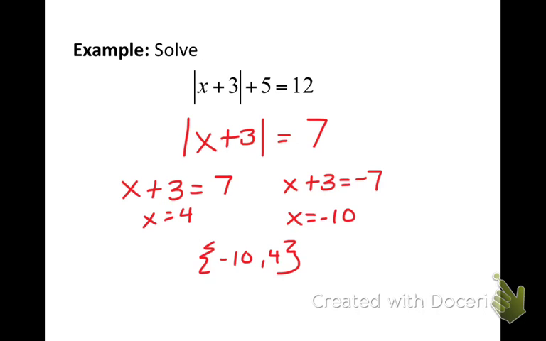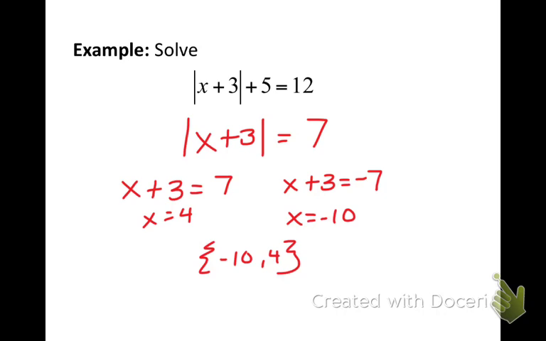Again, you should always be able to check it to make sure you're 100% correct. -10 plus 3 is -7. The absolute value of -7 is 7. 7 plus 5 is 12. 4 plus 3 is 7. The absolute value of 7 is 7. Plus 5 is 12. Okay? All right. So, absolute value.